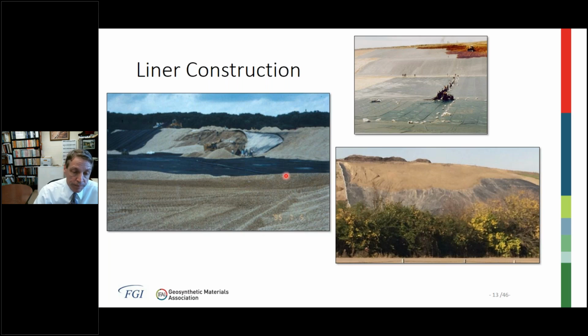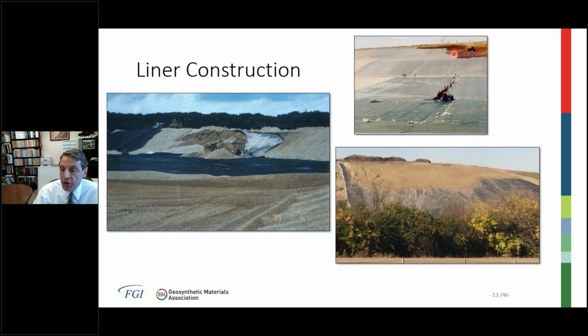So liner construction, this is a compacted soil liner, geomembrane, cushion geotextile, and a granular drainage media above it. You can see the geomembrane's missing in this area because it slid at the interface between the compacted soil and the bottom of the geomembrane. That was due to pushing the drainage material from the top down. And now you can see here drainage material is being pushed from the bottom up, and the slope is no longer failing and remaining stable.